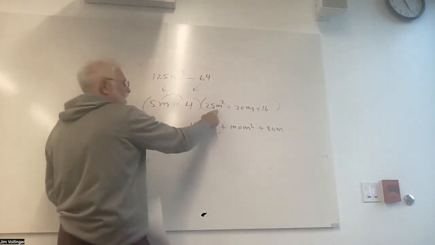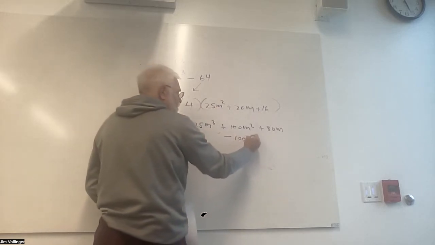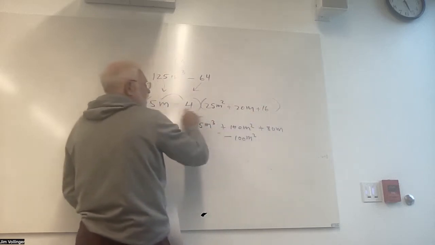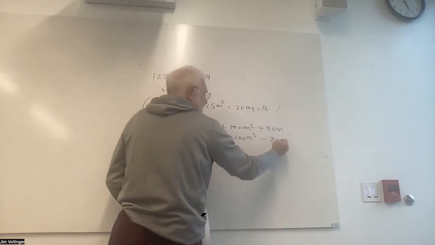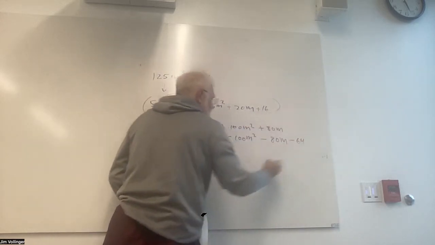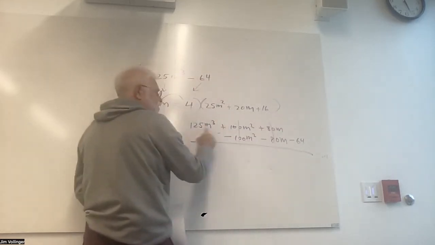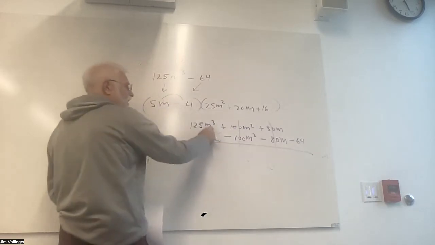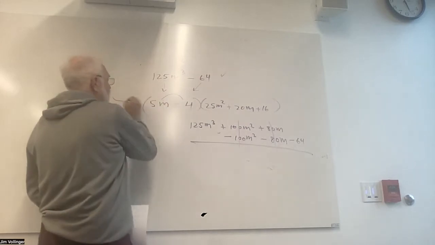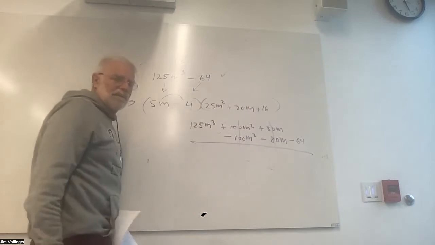Now I'm going to do negative 4 times 25m squared, which is minus 100m squared. Minus 4 times 20 is minus 80m. And minus 4 times 16 is minus 64. And lo and behold, 6 terms becomes 2 terms: 125m cubed minus 64, which is what we started with. So that could have been written this way. That's a subtraction statement. This is a multiplication statement.